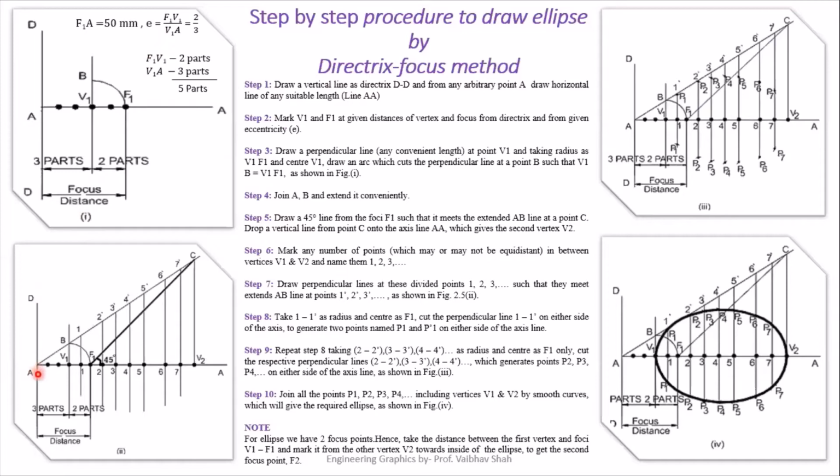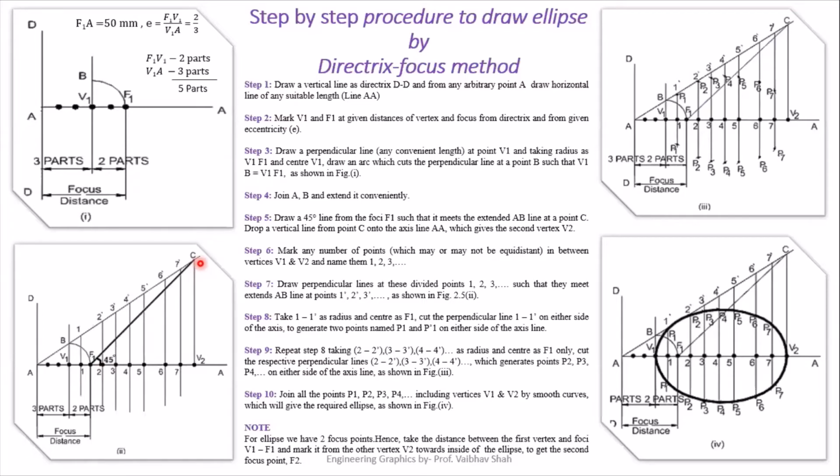So as you can see in this second figure, we have joined this point B with A and we have extended this line. After that, you'll be drawing another line from this focal point F1 at 45 degree. So you have to take your 45 degree set square and draw one line from your focal point at 45 degree. Now, both these lines, one passing through this B point and the second drawn at 45 degree, will intersect somewhere here at point C.